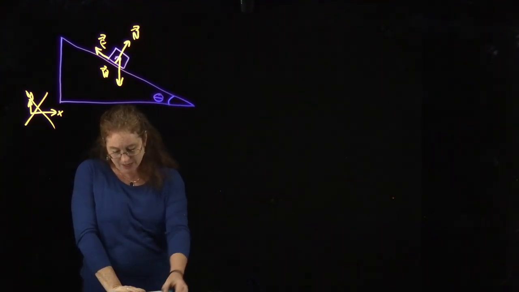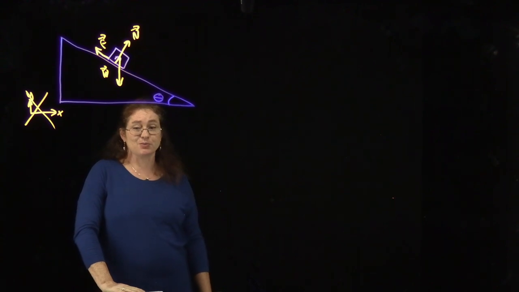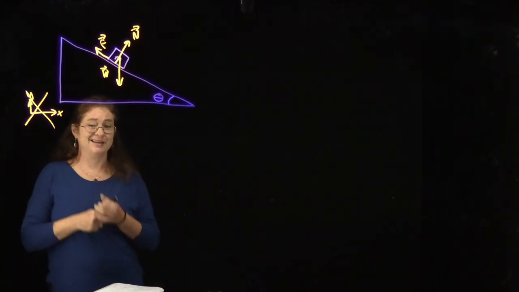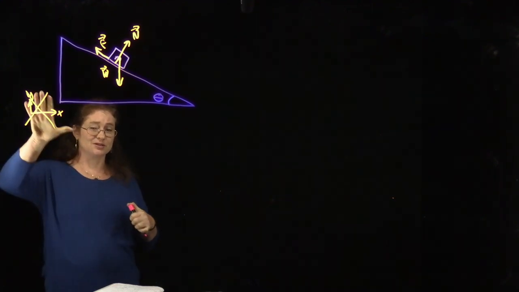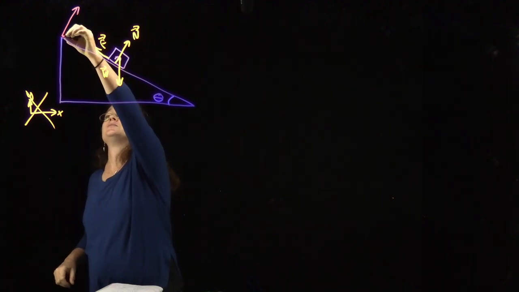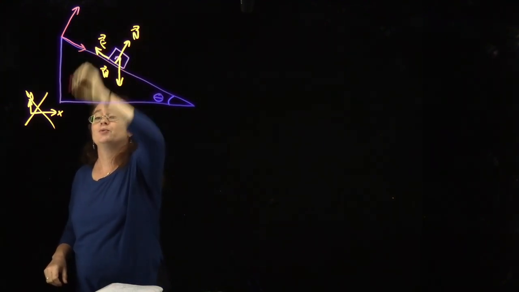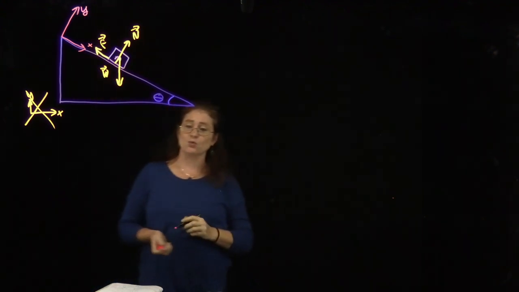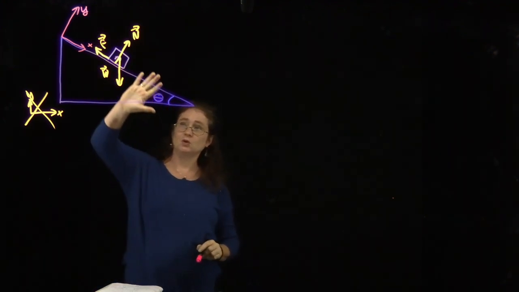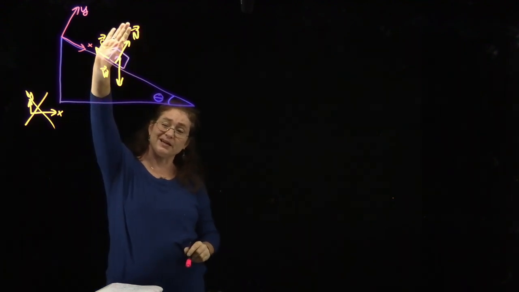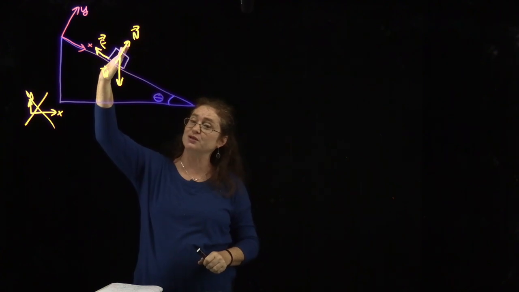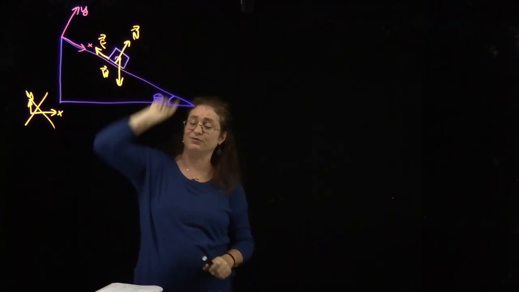All right, now the trick to this problem, as I am sure you know, is to not use this coordinate system, but to use a coordinate system lined up with the plane, where this is x and this is y. The reason this works so well is because the net force in the y direction has to be zero. The normal force never causes things to fly off surfaces.